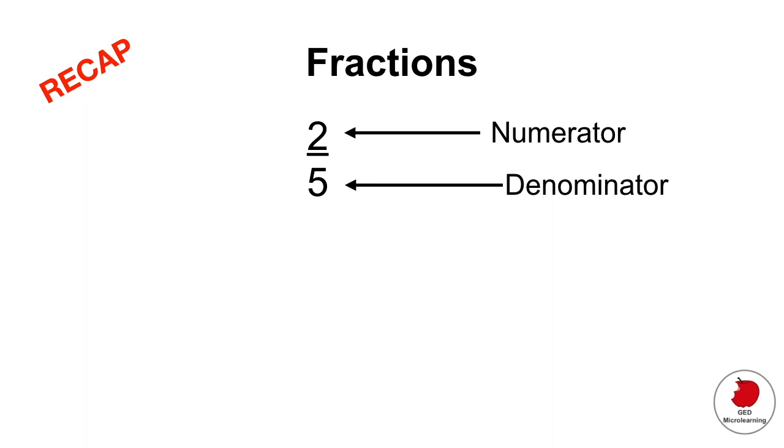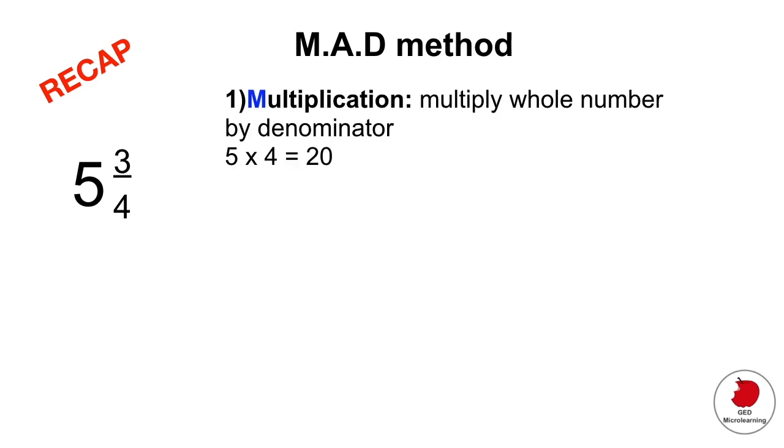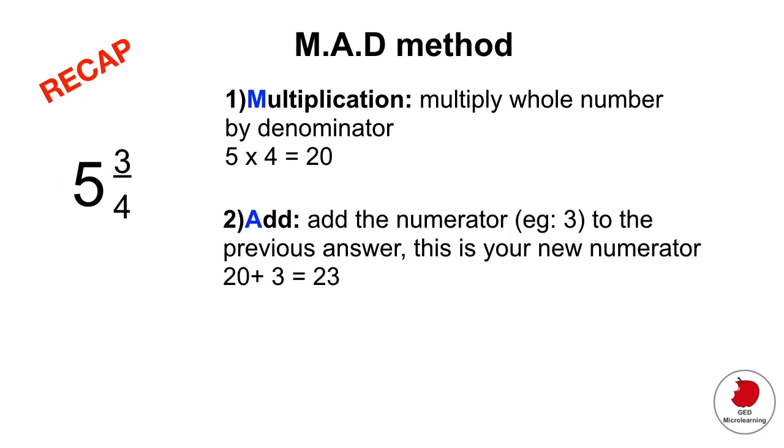Okay, so in order to change a mixed number to an improper fraction, I like to use something known as the MAD method, because it's easy to remember. So MAD, the M stands for multiplication. You would multiply that whole number, that 5, by your denominator. In this case, it's a 4, so 5 times 4 is equal to 20. And then the A stands for add. Here you would add the numerator, which in this case is 3, to the answer you just got before, the 20. So 20 plus 3 is equal to 23.